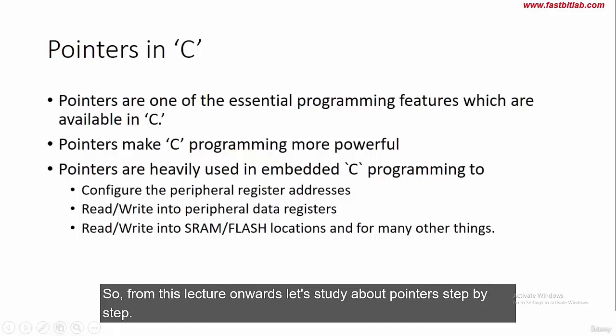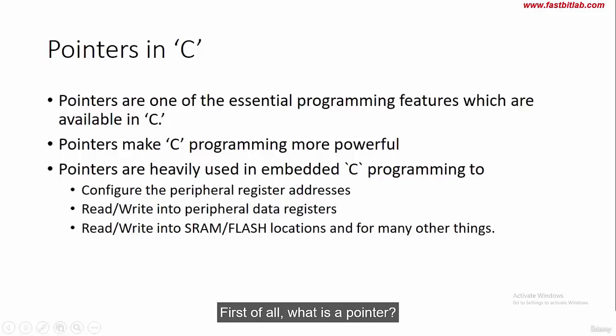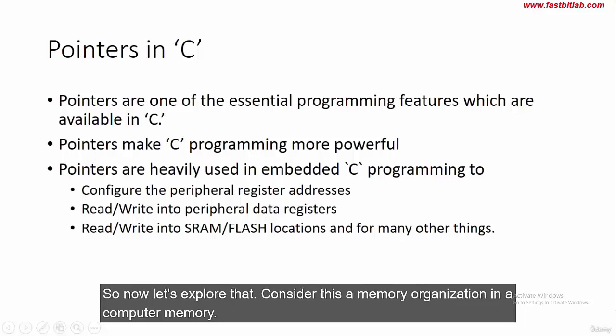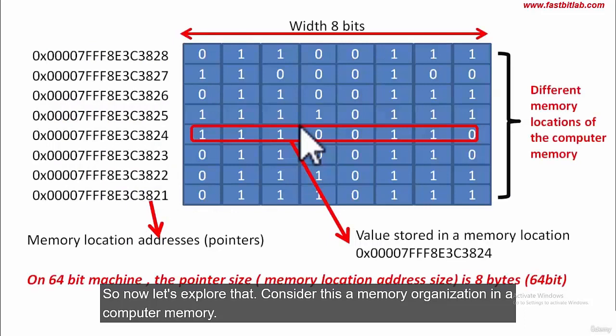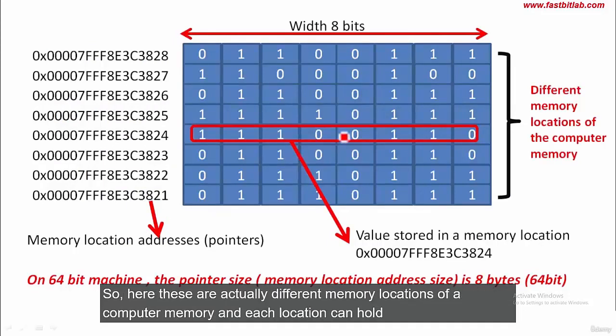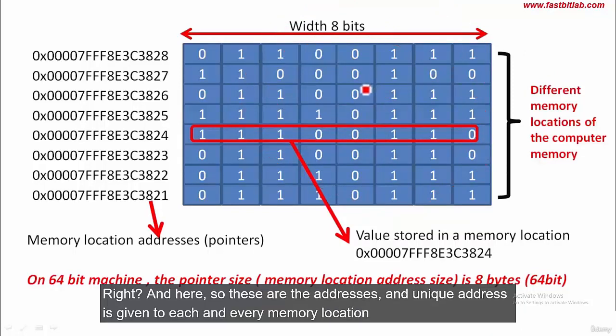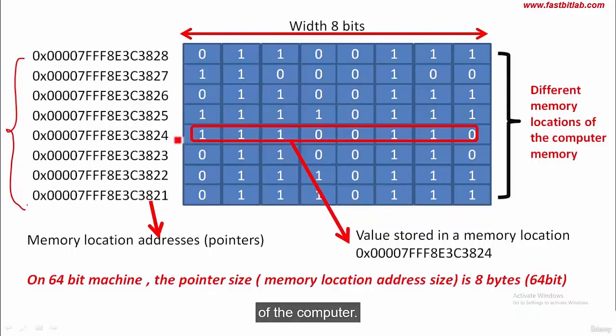So from this lecture onwards, let's study pointers step by step. First of all, what is a pointer? Now let's explore that. Consider this memory organization in a computer memory. These are different memory locations of a computer memory, and each location can hold 1 byte of data, right? And these are the addresses. A unique address is given to each and every memory location of the computer.